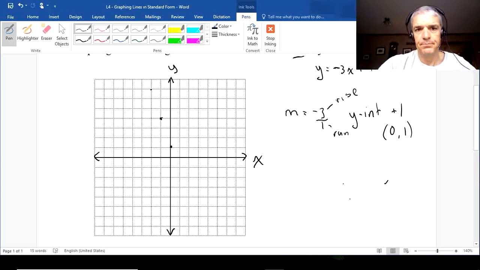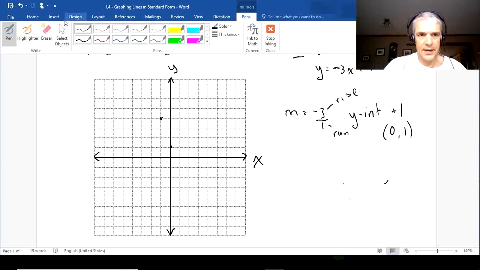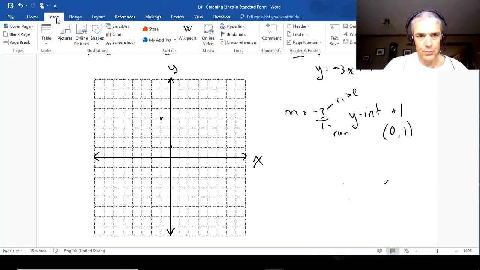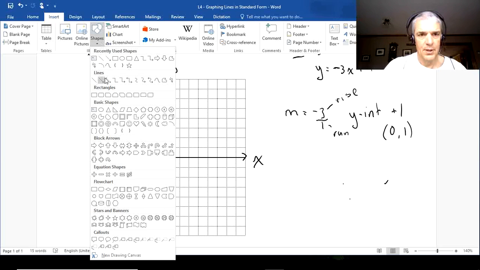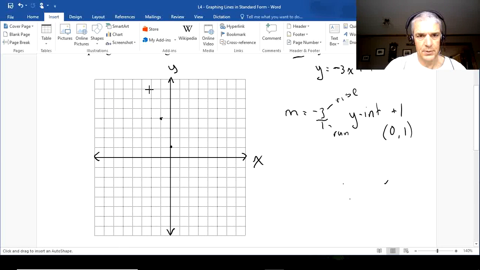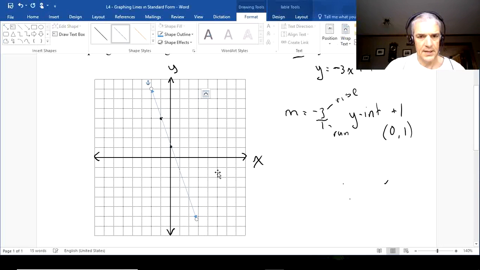Okay. Now I'm ready to draw my line. And again, when I draw my line on the computer here, you would use a ruler, but I don't have that available to me. So I'm just going to grab my line tool, and pull it through and line it up the best I can, like that, and make it black, and I'm done.